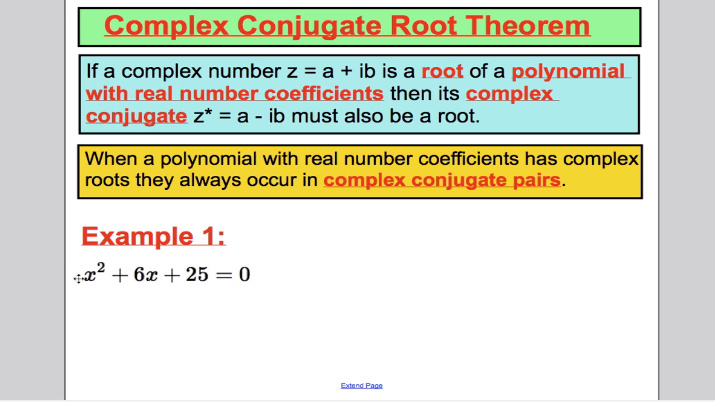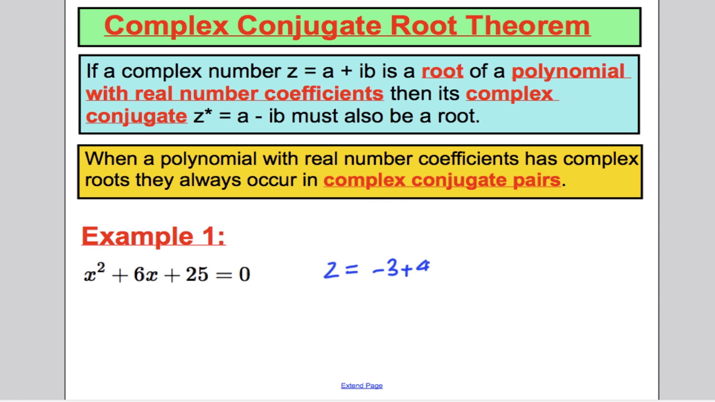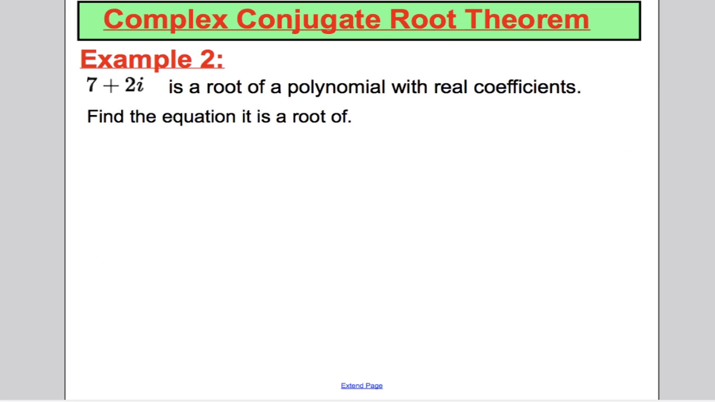Now here, the coefficients are the number in front of the x squareds, the x's, etc. A is 1, B is 6, and C is 25. They're certainly real, and we just found out that one root was negative 3 plus 4i, and the other root, z star, its complex conjugate, is negative 3 subtract 4i. And those two appeared as roots in complex conjugate pairs. Now we're going to use this idea for higher order polynomials that are more complicated than x squareds, maybe x cubes, x to the power 4s, etc. Okay, let's do an example to develop this idea further. Here's example 2.